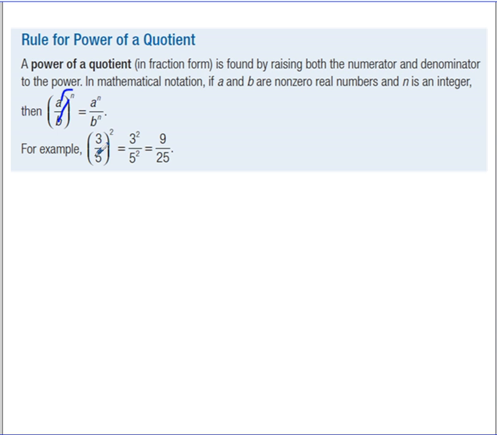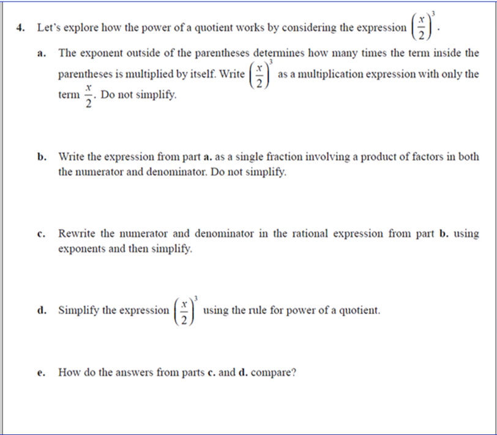And so their example is 3/5 squared. We know it's the same as 3/5 times 3/5, which is 9/25, which can be evaluated as 3 squared over 5 squared. And same thing, they want us to show that. So writing an expanded form, we'll have x over 2 for this problem times x over 2 times x over 2, since we have it to the 3rd power.